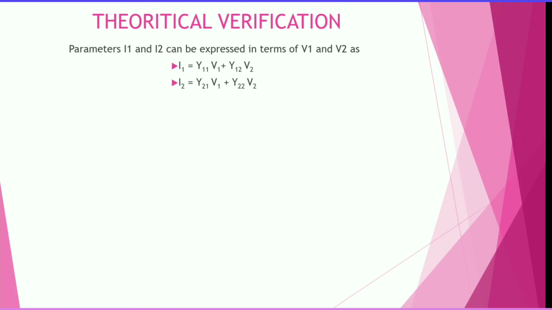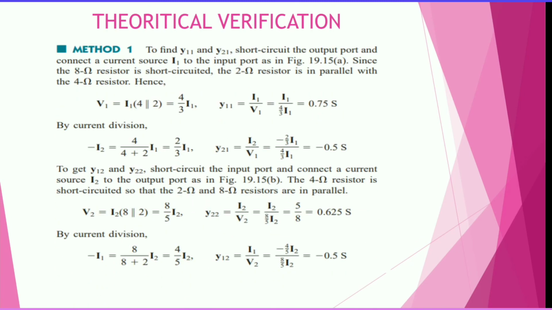On theoretical verification, to find Y11 and Y21, short circuit the output port and connect a current source to the input port. Since the 8 ohm resistor is short circuited, the 2 ohm resistor is in parallel with the 4 ohm resistor. Hence, V1 is equal to 4 by 3 I1, so Y11 is equal to 0.75 S. By the current division rule, Y21 is equal to minus 0.5 S.